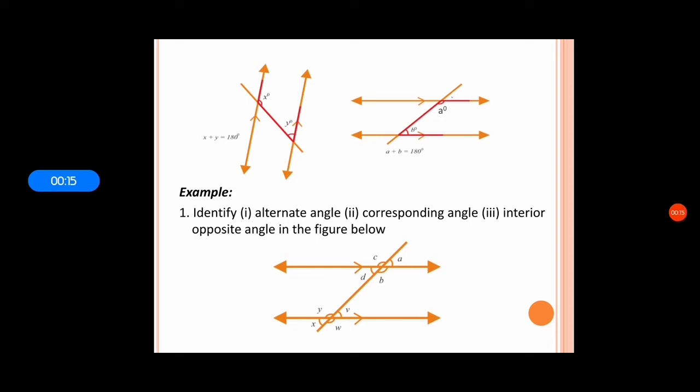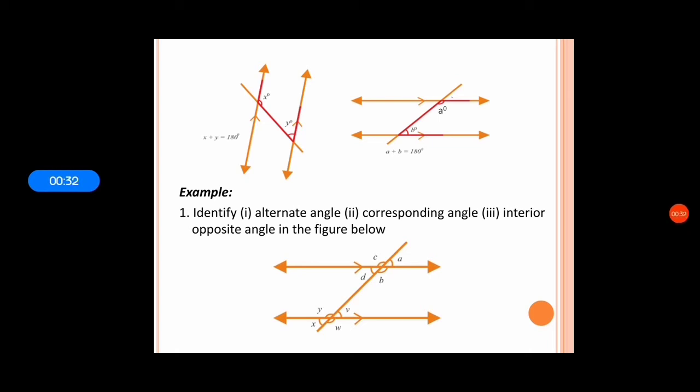Look at the first angle by the left here. You can see that our X and Y are inside angle. So that's why we call it interior angle. So our X plus Y equals 180 degrees. That is supplementary.